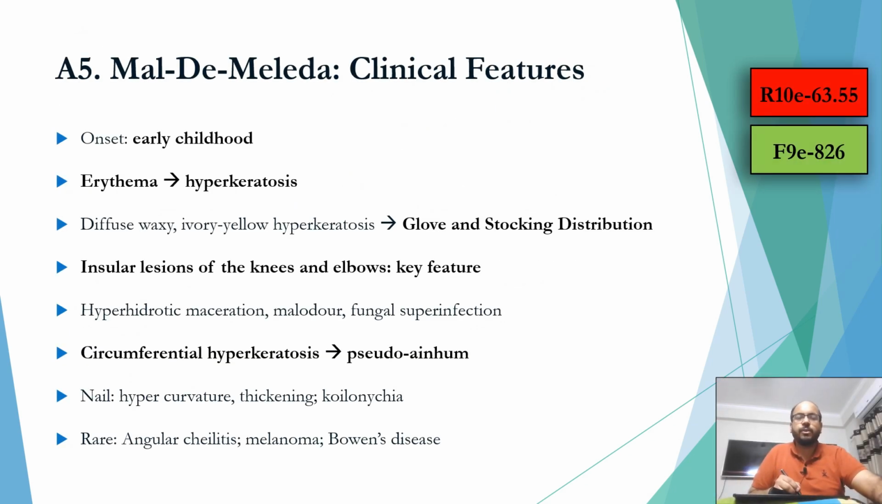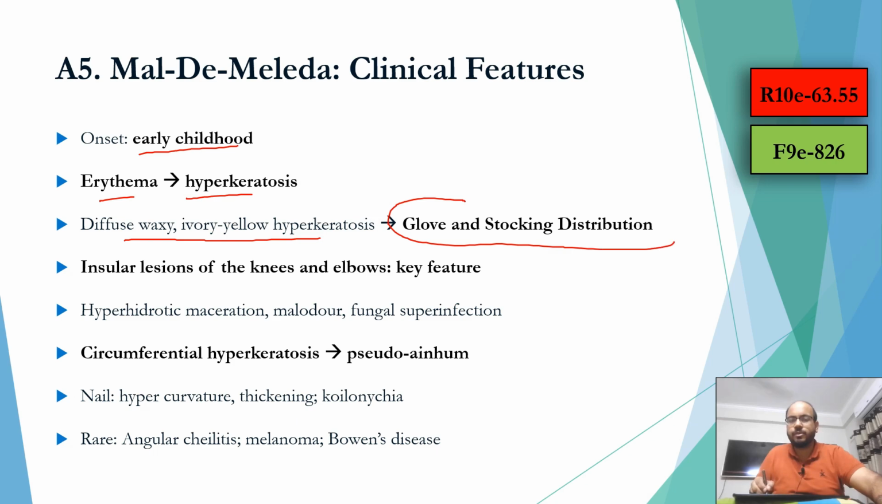The clinical features include onset in early childhood. Initially it starts with erythema, but with age it leads to more hyperkeratosis. There's diffuse waxy ivory yellow hyperkeratosis in a glove and stocking distribution. So it's an example of diffuse PPK. We are discussing only diffuse PPK now. So it's a glove and stocking distribution.